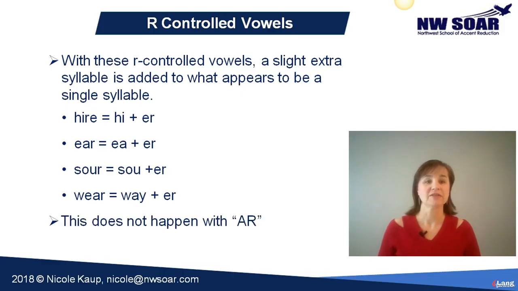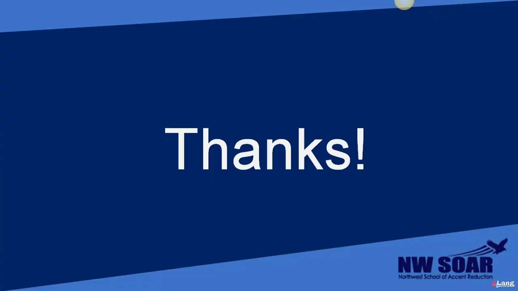This does not happen with the AR, however. It just stays as one syllable. Star and hard are examples of words with AR. Let's take a break here so you can digest this new material. Make sure to do the listen and repeat practice assignments with the lists of R-controlled vowels until this is really cemented in your brain. We'll continue with more R-controlled vowels practice in the next video. Thanks for watching.